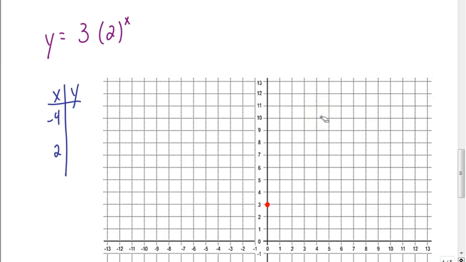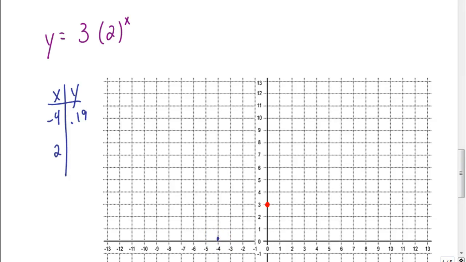And you could use any points. The reason why I like using these is, like I said, it gives us a clearer picture of what the whole graph is going to be. So when I put -4 in there for x, when you do that in your calculator and you take 3 times 2 to the -4 power, you're going to end up getting 0.1875. I'll just write this as 0.19. So in other words, at -4, 0.19 is just barely above the x-axis there.